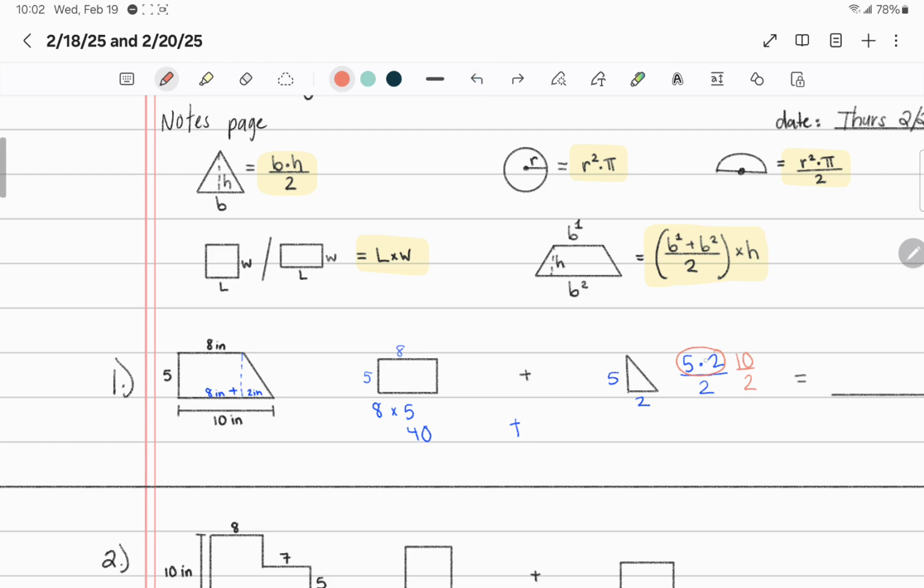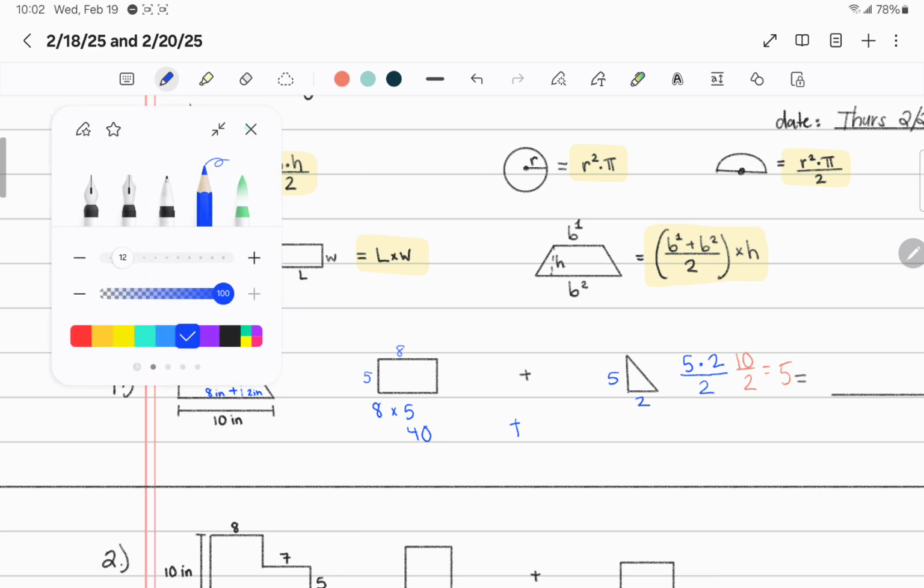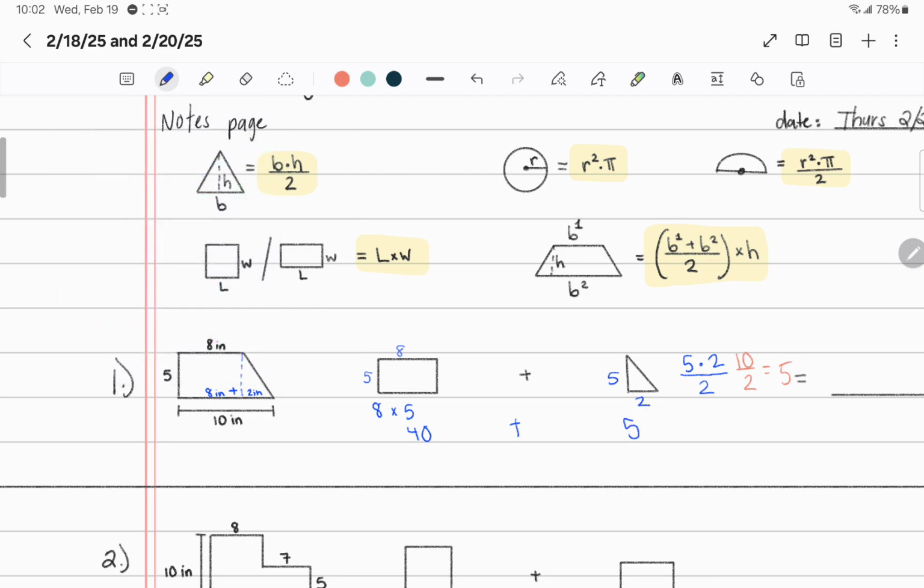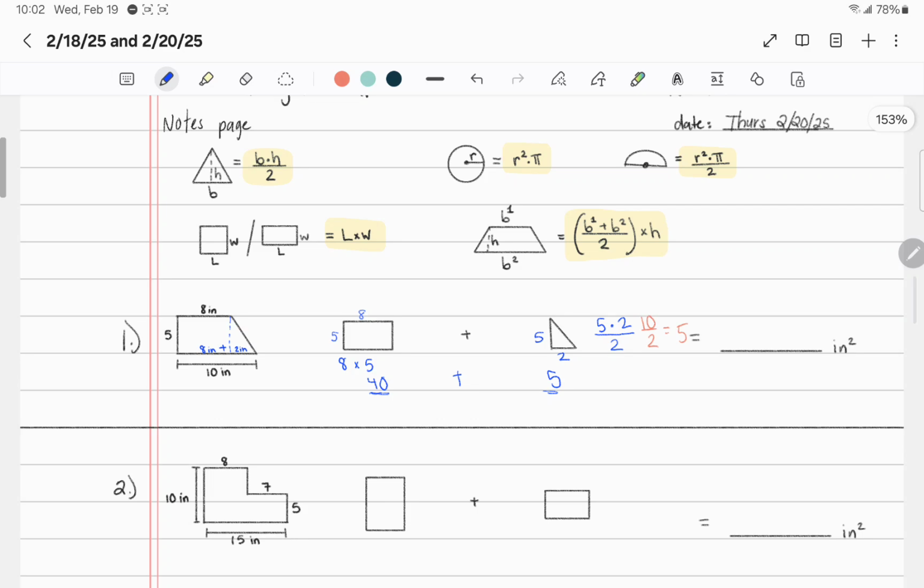If not, then you do 5 times 2. 5 times 2, again, that's the top. 5 times 2 is 10. And then for the triangle, we always divide 2 at the bottom. So that gives me 5. So for my triangle, we have 5. And then we want to add 40 plus 5. So that would be 45 inches squared. This will be on your test already, so you don't have to worry about that.